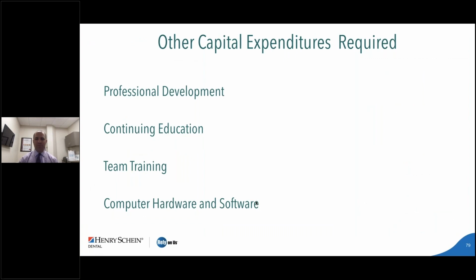So what other capital expenditures are required? You're going to spend money on professional development, so practice management help, leadership courses, etc. Continuing education on that front.